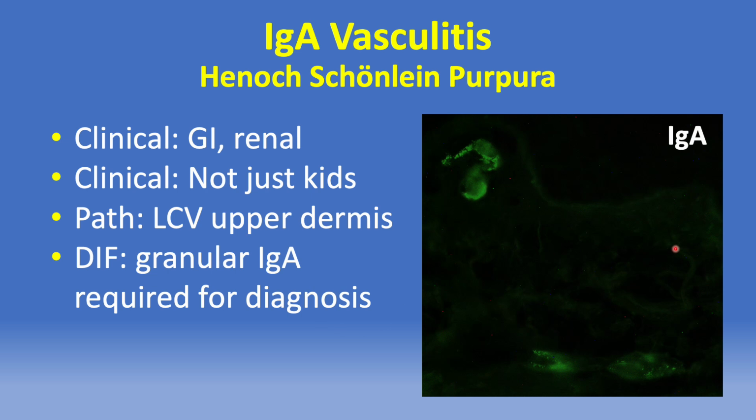So here's an image of DIF testing with IgA, and the dermal epidermal junction is somewhere up here. This is probably an example that's positive, but it doesn't show up very well. It's kind of smudgy. What we'd like to see is this dot-like or granular pattern in a more or less ring shape in small vessels in the upper dermis.